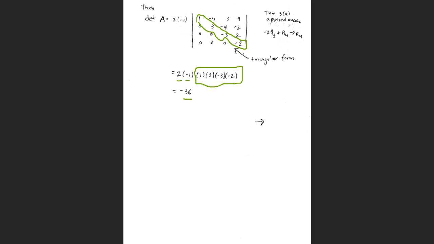Now, this made it quite easy to compute the determinant. Cofactor expansion for this example would have taken quite a bit of time. We'd have to have determinants of 3 by 3s, and it isn't a big deal, but you can imagine if you had a much larger matrix, how much work would be involved in cofactor expansion.